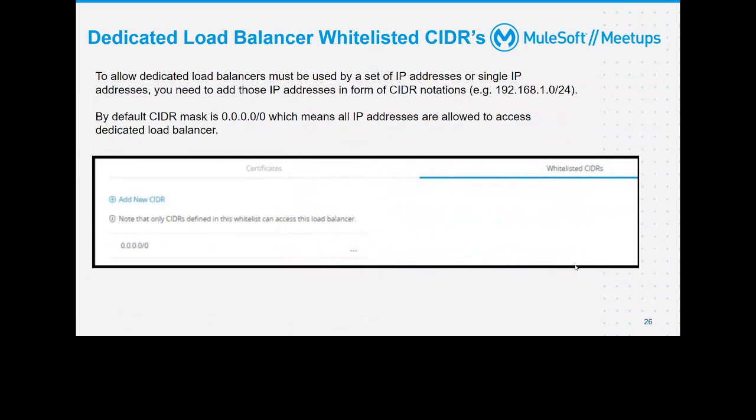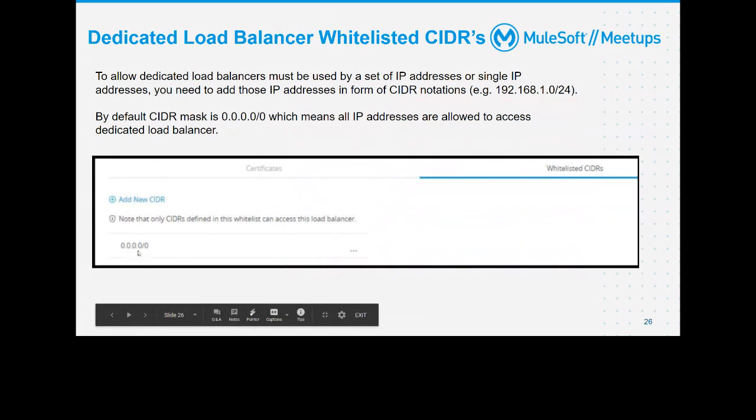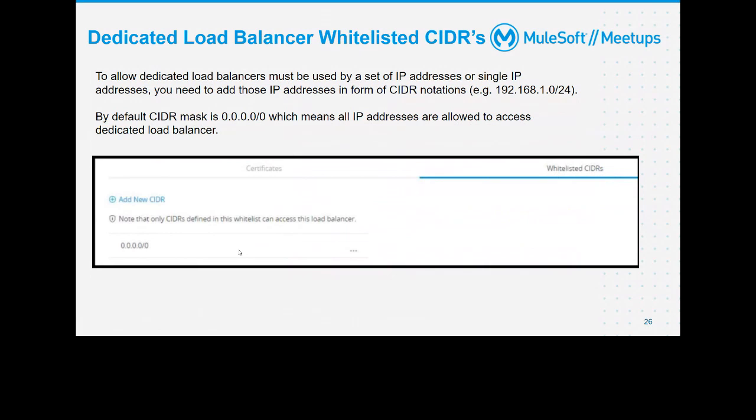There's another thing, the dedicated load balancer whitelisted CIDR. By default, all the external traffic is allowed on the dedicated load balancer, because by default the CIDR is 0.0.0.0/0. But if you want to allow traffic from some specific IP ranges, you can remove this 0.0.0.0 and mention those specific IP ranges here. So it will drop all the other traffic and just allow the traffic from those IP ranges basically. Okay, so let me go with the dedicated load balancer demonstration.